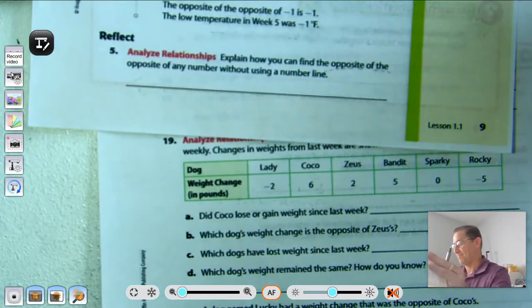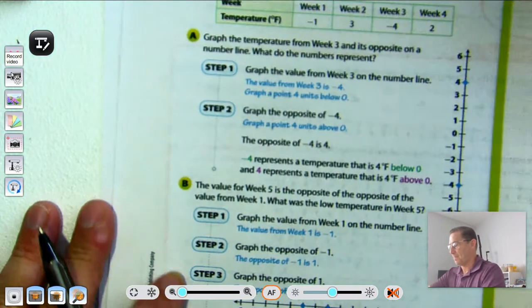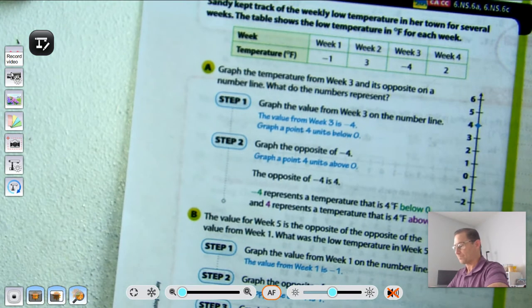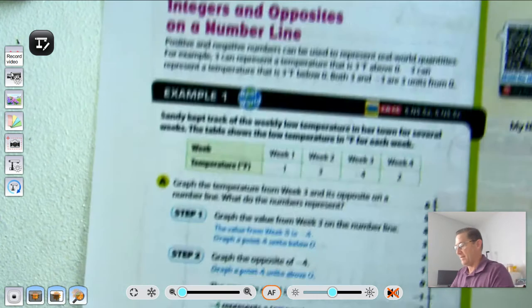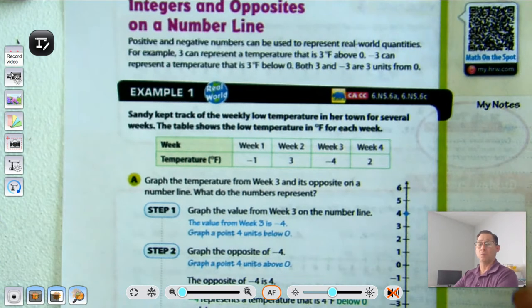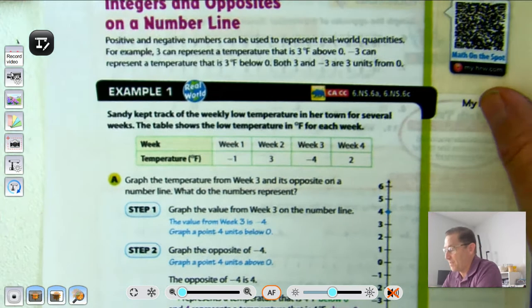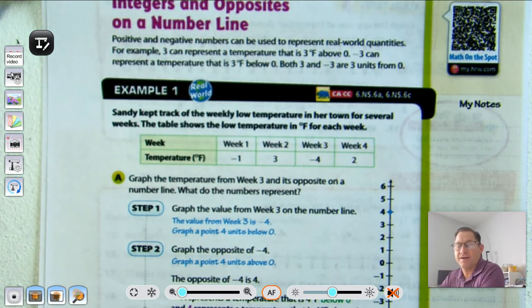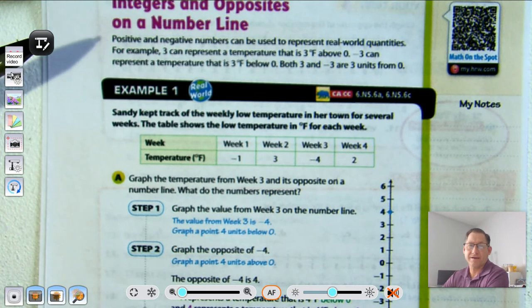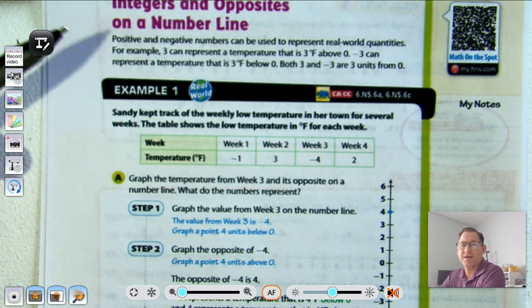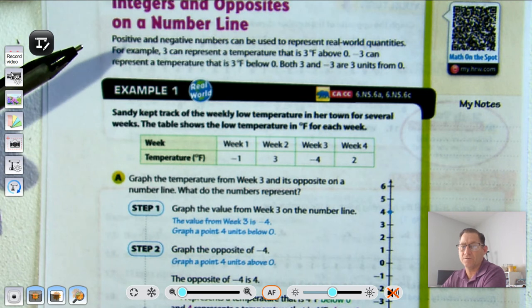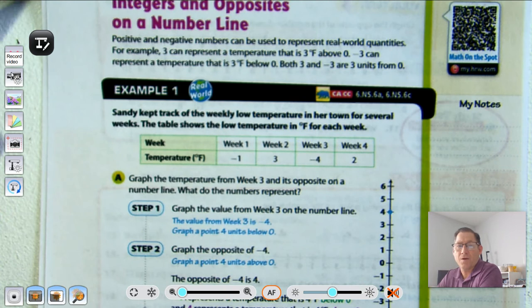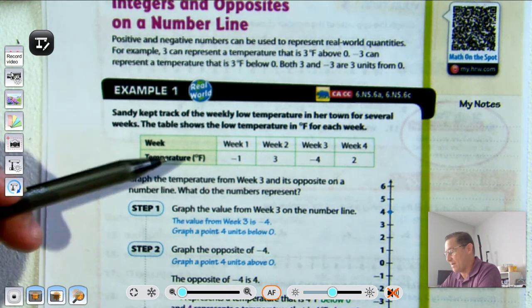All right, page 9. Integers and opposites on a number line. Positive and negative numbers can be used to represent real-world quantities. For example, 3 can represent a temperature that is 3 degrees Fahrenheit above 0. Negative 3 can represent a temperature that is 3 degrees Fahrenheit below 0. Both 3 and negative 3 are 3 units from 0. All right, so they're opposites, right? All right, so example 1.